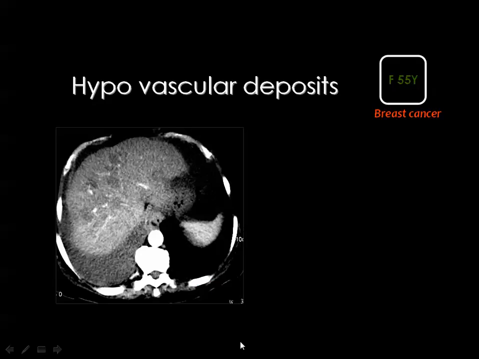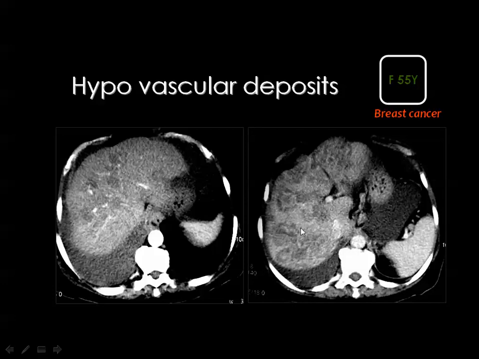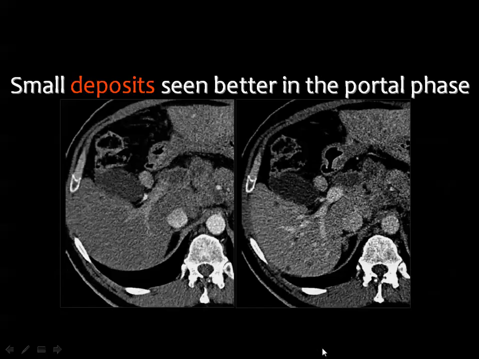Metastasis can be hypovascular. If you have the arterial phase, you can see focal lesions which are not enhancing; this is the case of breast cancer. But if you wait for the portal phase, you will see this classic appearance, which is known as the target sign. And the target sign is one of the diagnostic criteria for metastatic deposits, if you see multiple ring-like enhancement, particularly if the outer ring is hypodense.